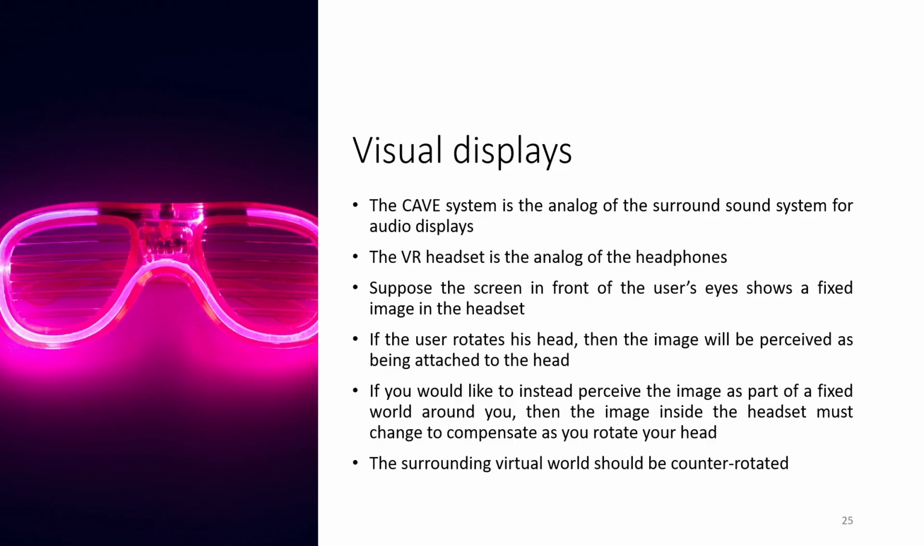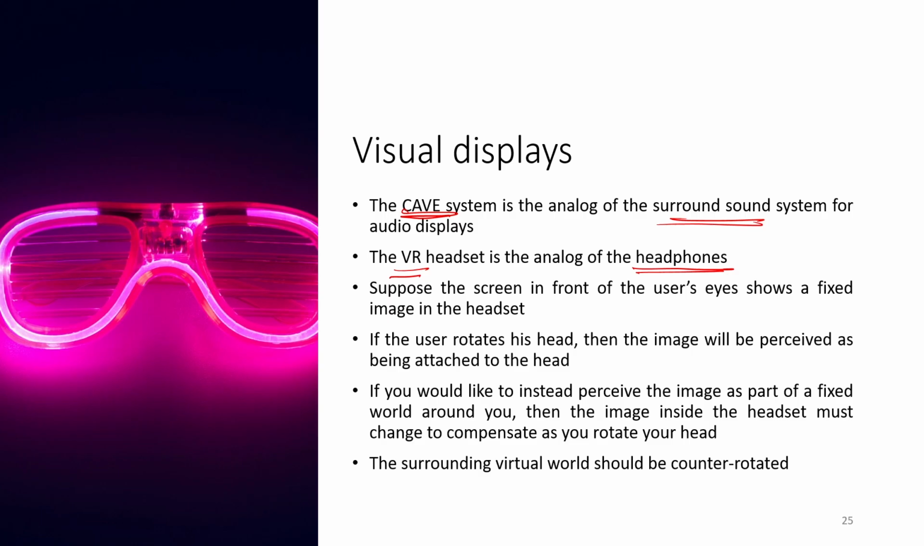If we think about a comparison between the visual displays and the aural displays that we discussed earlier, the cave system is the analog of the surround sound system for audio displays. The VR headset is the analog of the headphones. So, cave is equivalent to surround sound and your VR is equivalent to your headphones.